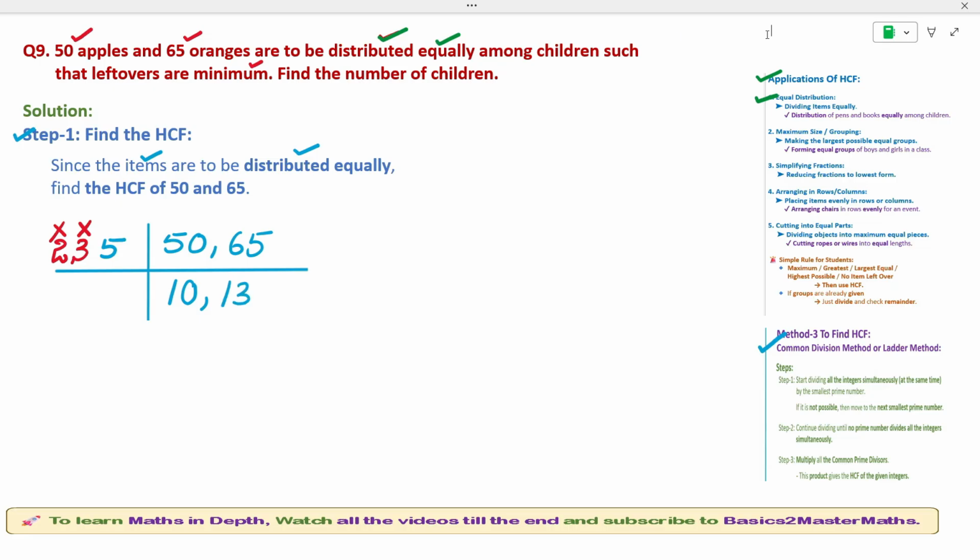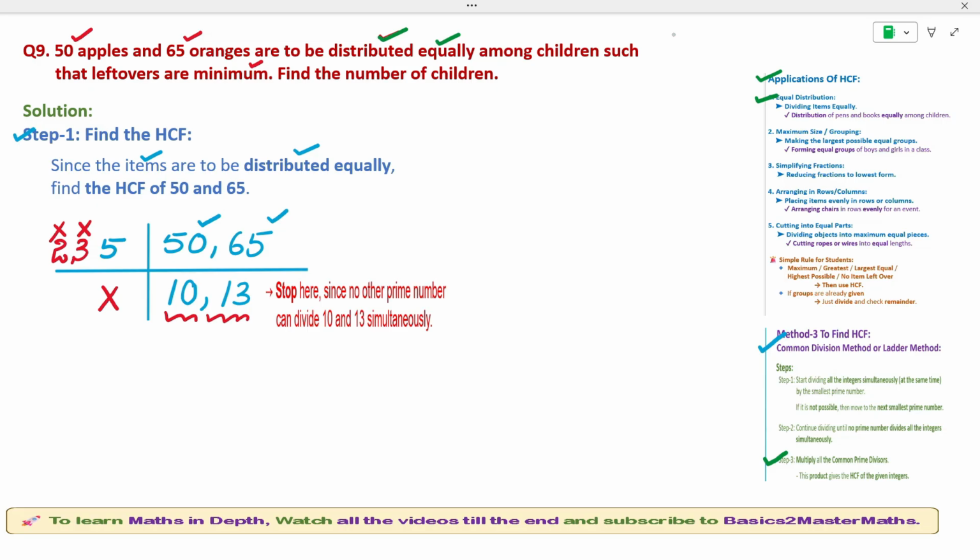Please make use of divisibility rules to check whether the given integers are divisible exactly or not. Stop here since no other prime number can divide both 10 and 13 exactly. Finally, multiply all the common prime divisors.